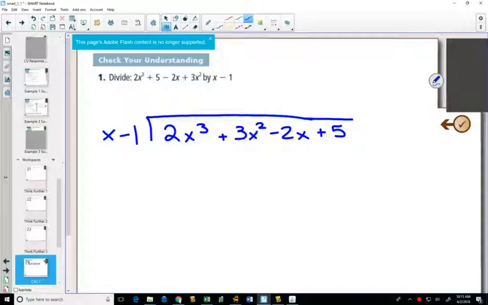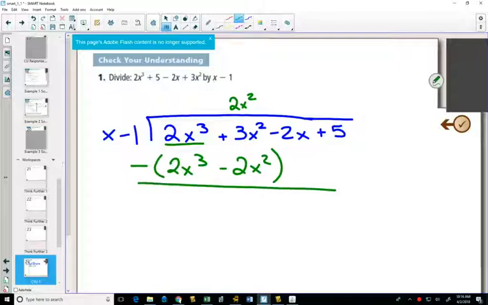Now that we've written it in the correct order, what's our biggest value in our polynomial? It's a 2x cubed. What could I multiply the x minus 1 by to get a 2x cubed? 2x squared. So I'll write that 2x squared over my x squared column and multiply it out. 2x squared times x minus 1 will be 2x cubed, which is what we wanted. 2x squared times the minus 1 will be minus 2x squared. Put that in brackets to subtract. This is 0, which is what we wanted. Every single time here, 3 minus a negative 2 is plus 5, minus 2x plus 5.